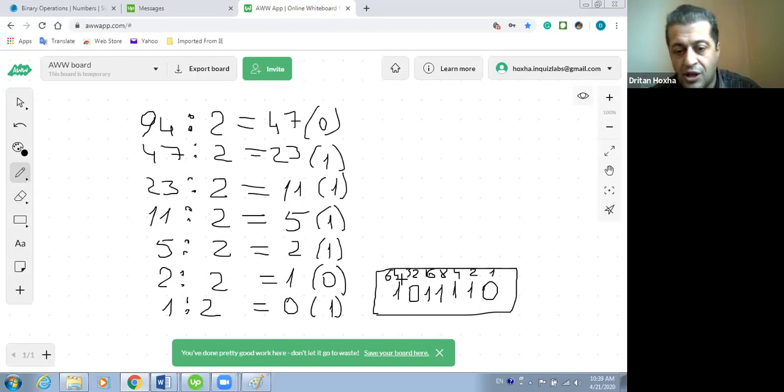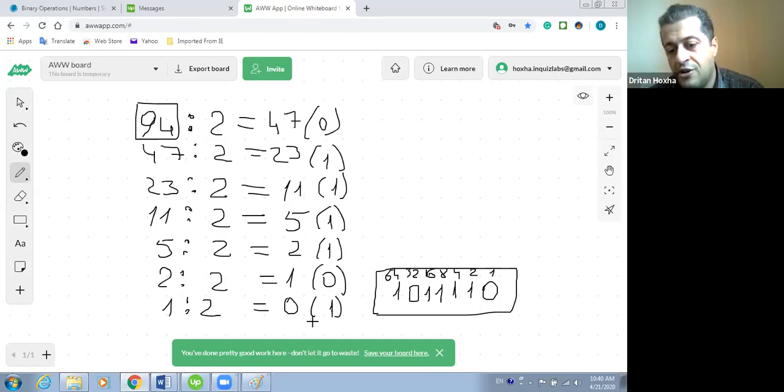So we have 1 times 64, 64 plus 0 plus 16 are 80. Then we have plus 8 are 88, plus 4, 92, plus 2, it is 94. The result is okay. So we can make the reverse in order to find if we solved it correctly or not. Now today I'm going to explain the addition and subtraction of the binary numbers.